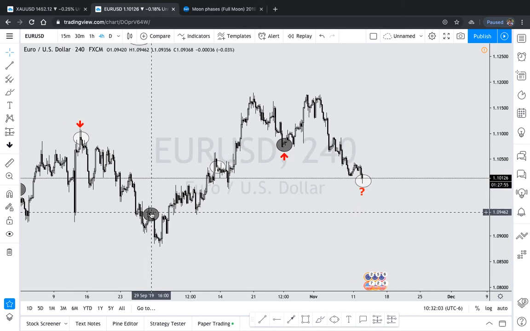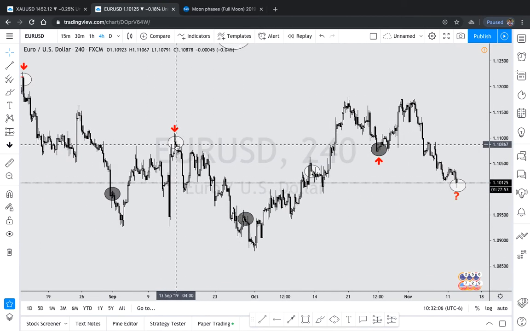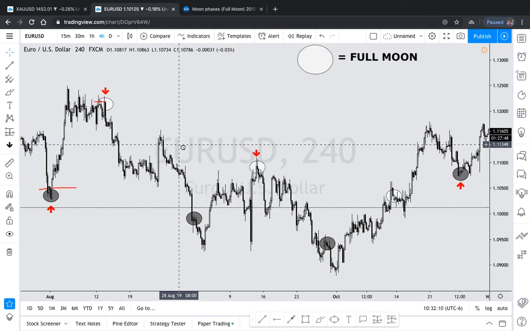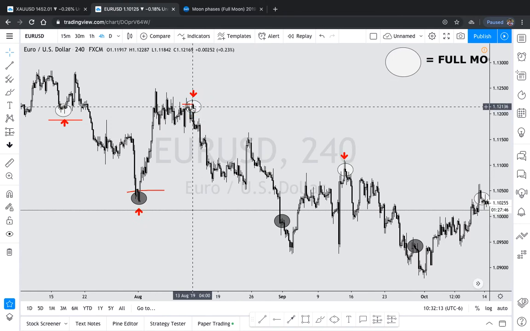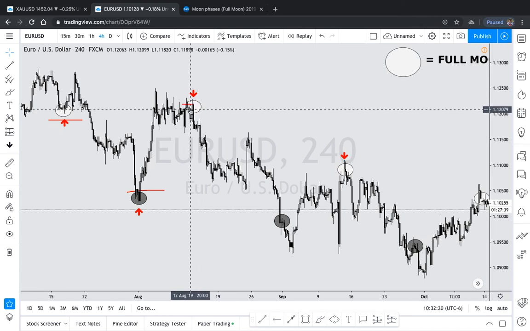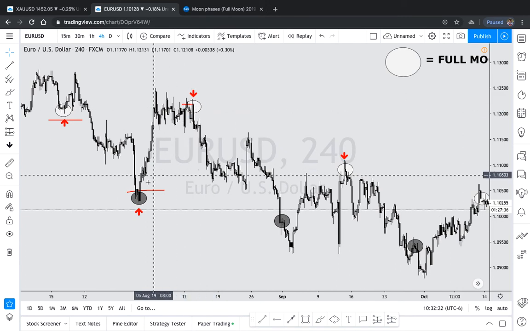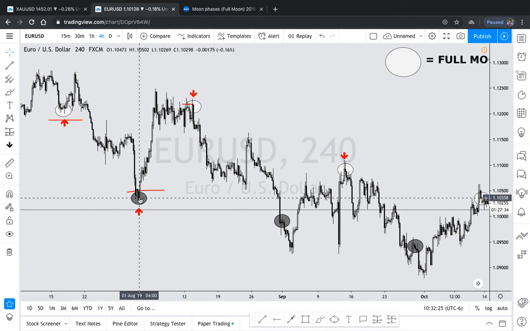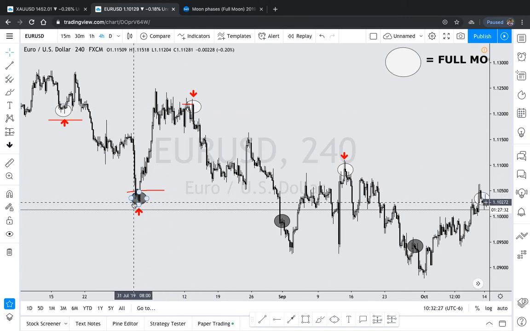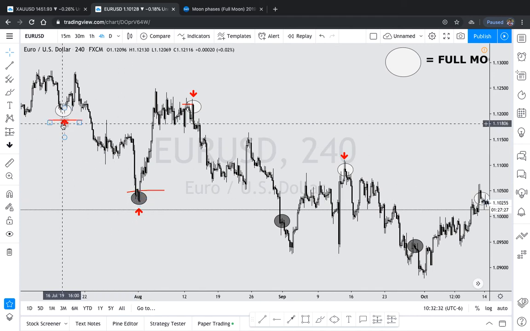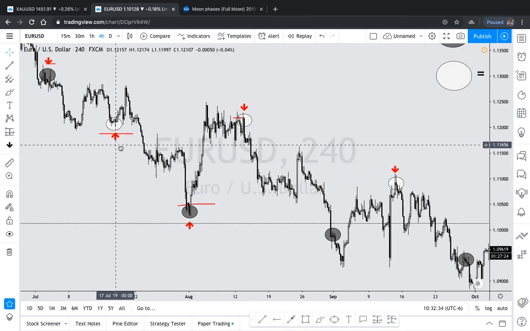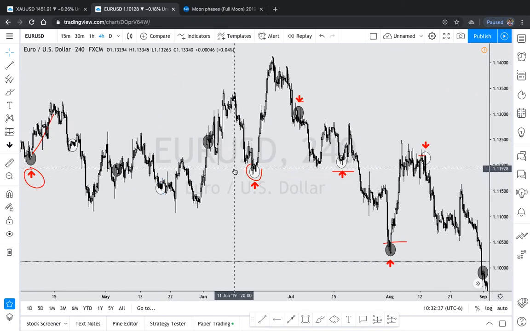This could have been another continuation or reversal. And then we get September 13th, August 30th. Another full moon would be that's August 13th, sorry. August 13th. Then we have July 31st for that new moon. And then July 16th.